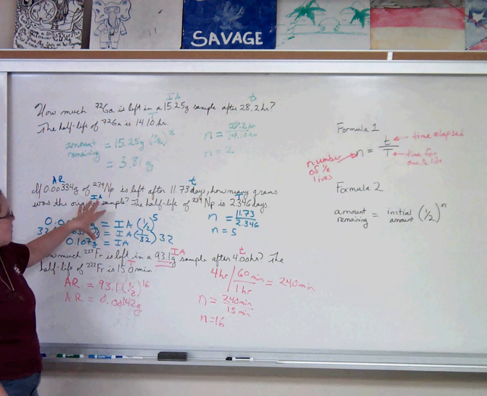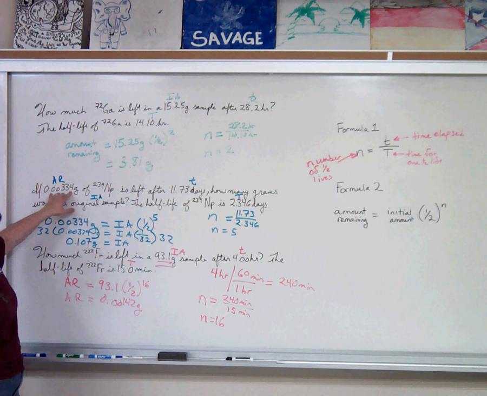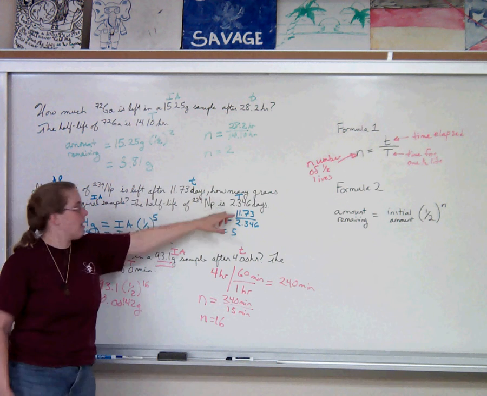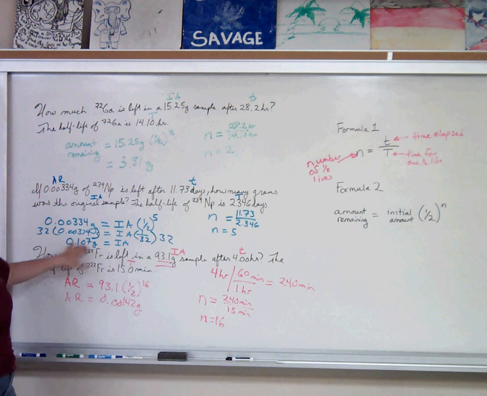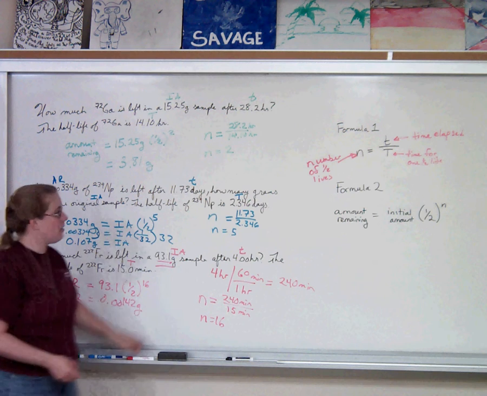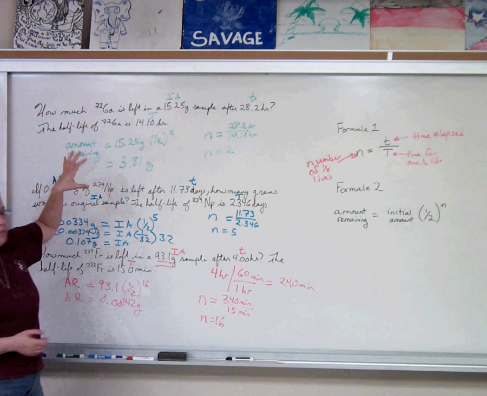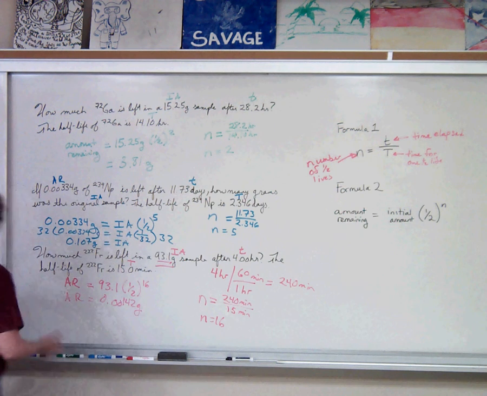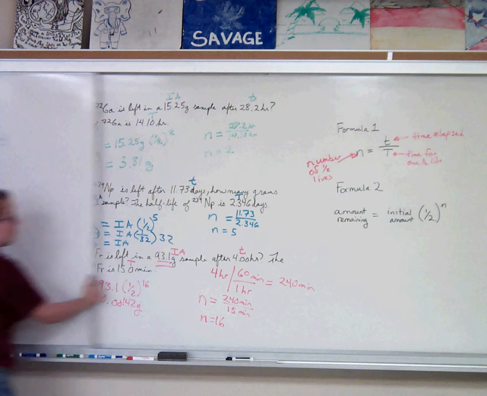And I forgot to mention sig figs up here. There's 3 sig figs in this number, 4 in that number, 4 in that one. So we go for 3, that's our fewest, so that one's also 3 sig figs. So that is how to do the half-life problems. And then the last thing we talked about was the periodic table.